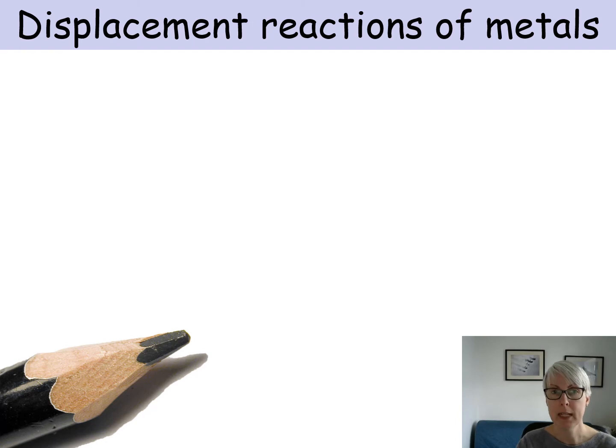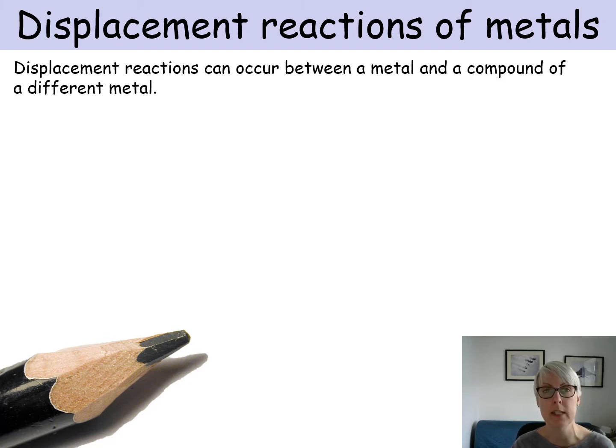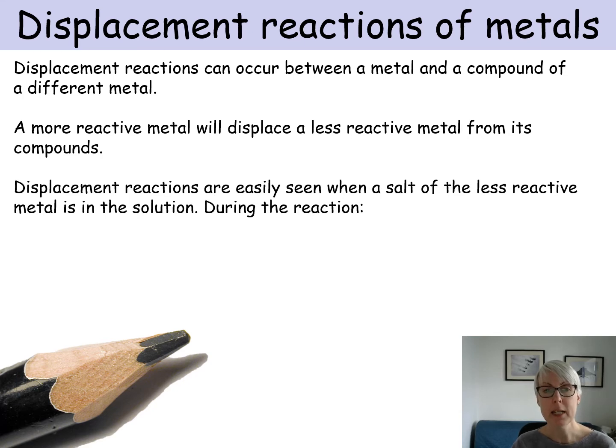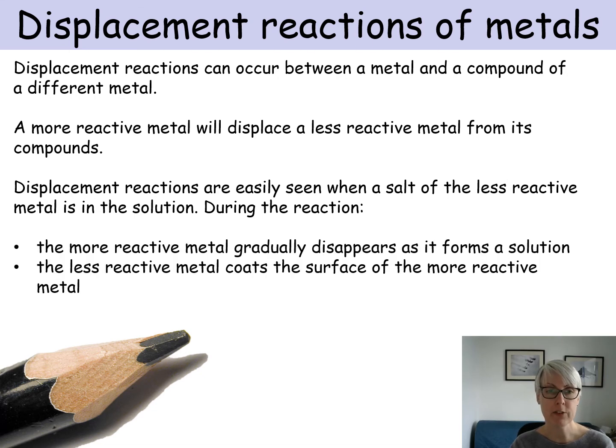Okay, so let's just bring the words up on the slide and then I'll tell you when to pause to write this down, because the pencil there means I would like you to make some notes in your book at this stage. So displacement reactions can occur between a metal and a compound of a different metal. The more reactive metal will displace a less reactive metal from its compounds. Displacement reactions are easily seen where a salt of the less reactive metal is in a solution, and during the reaction what you would actually see is this.